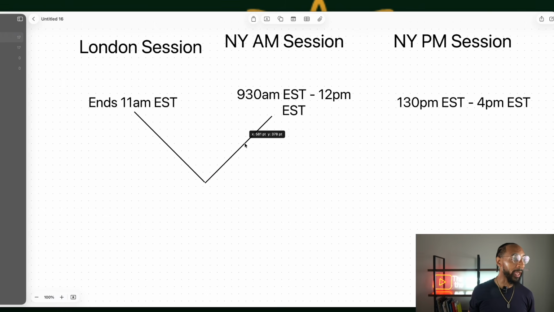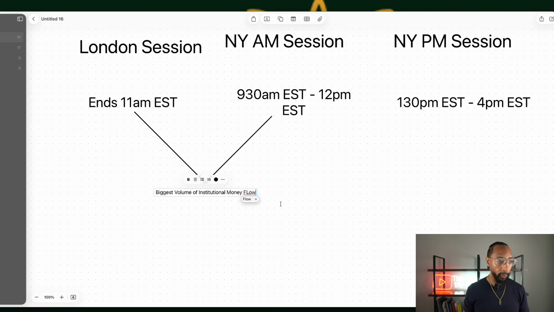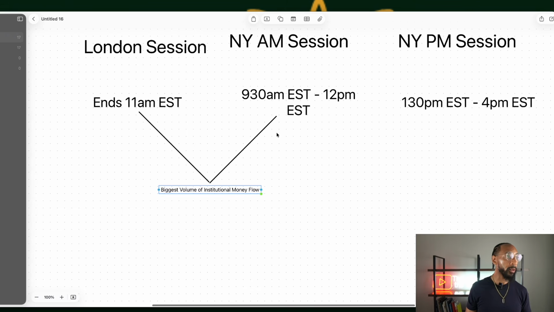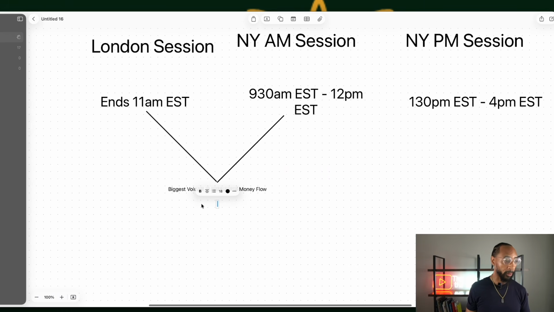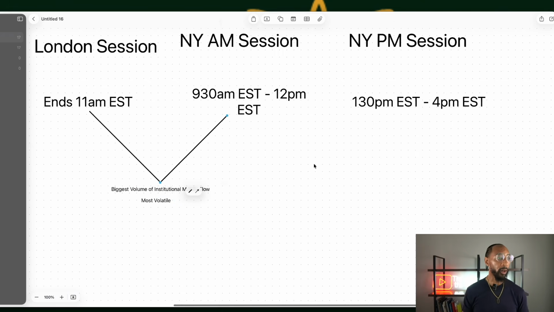Now, what does that mean? What that equals is the biggest volume of institutional money. So this is the biggest volume where institutions are trading, in this first 90 minutes of the New York Open session. Also, it's going to be the most volatile. This is how it works.